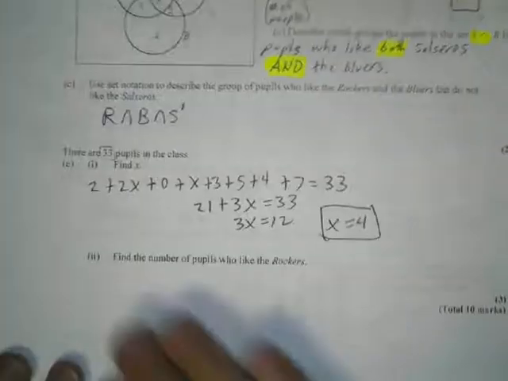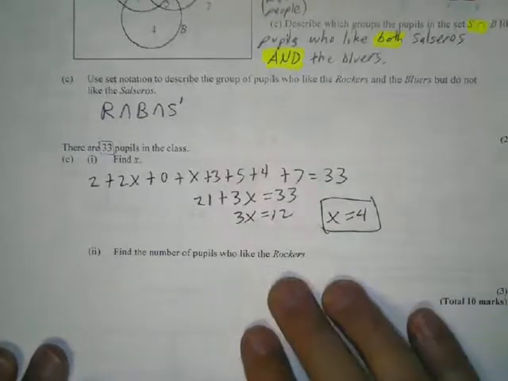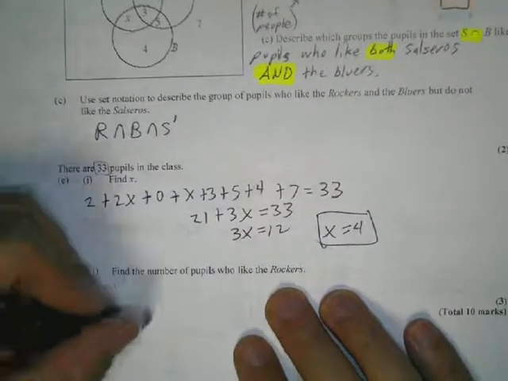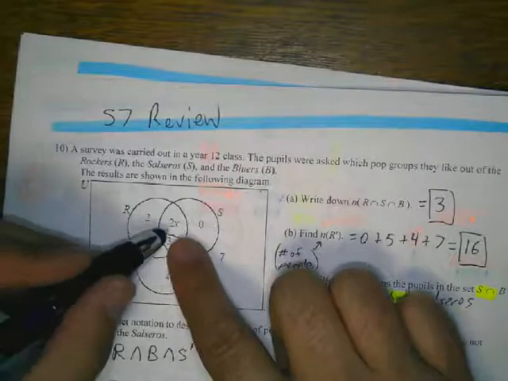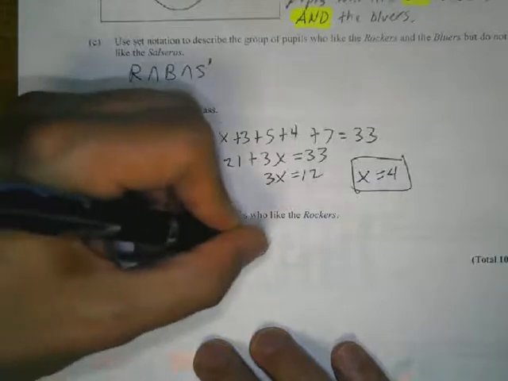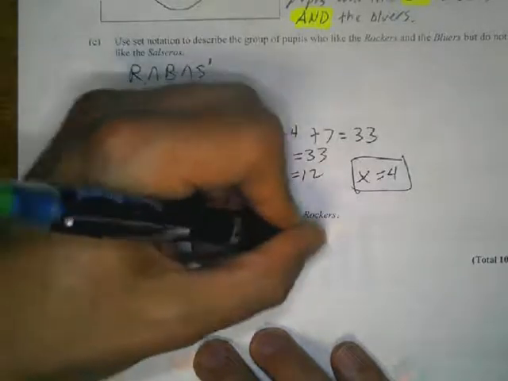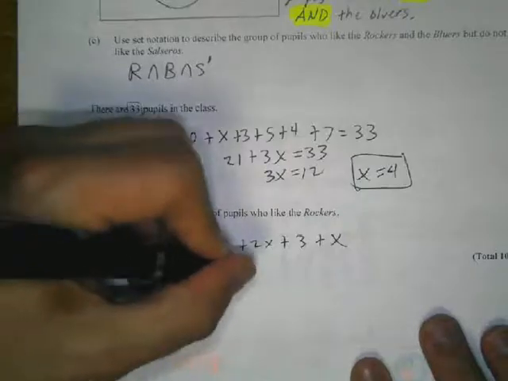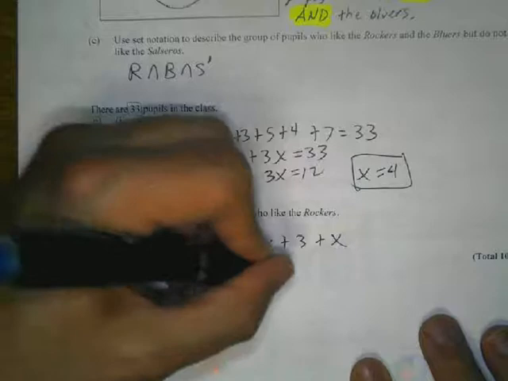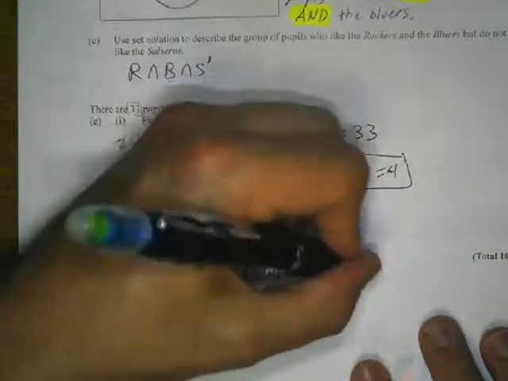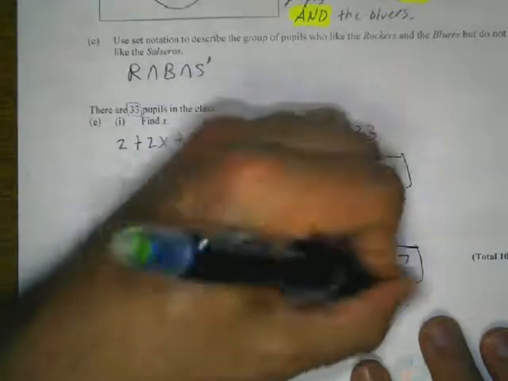Okay. Find the number of pupils who like the rockers. Okay, so we look at the rockers circle, and we've got 2 and 2x and x and 3, right? So 2 plus 2x plus 3 plus x. Okay, we know x is 4, right? So 2 plus 2 times 4 plus 3 plus 4. We add those all together, and it equals 17.